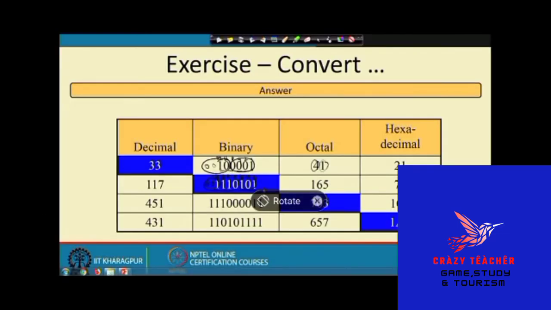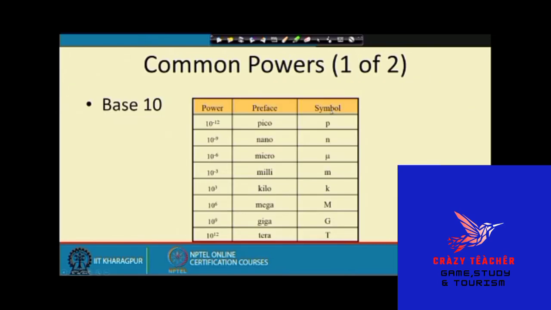So this way we don't need to always do that division by 2 and all. If we just remember these powers of 2, we can just go on assigning, taking those positions by turning on the corresponding bits to 1.